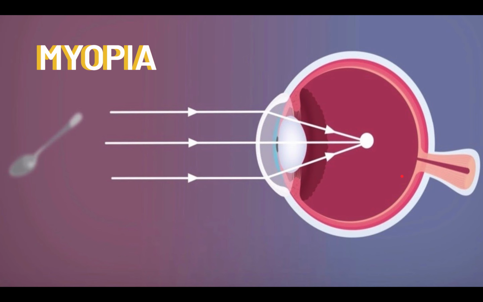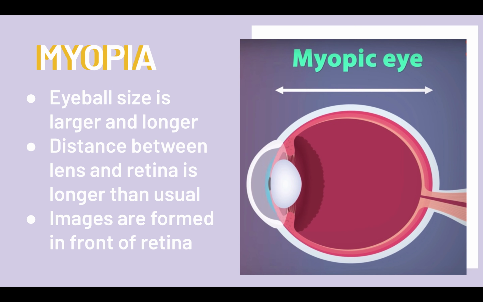This is the cause for the blurry image of the spoon. But what causes the light to converge in front of the retina? This is because of the larger size of the eyeball. Due to the elongated shape of the eye, the distance between the lens and the retina is greater than usual, and this causes the spoon image that we saw before to form in front of the retina.